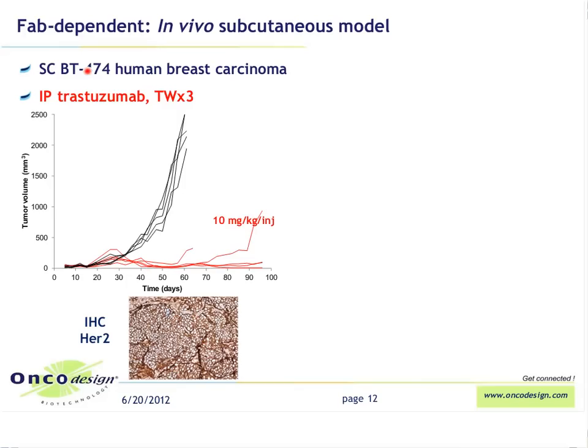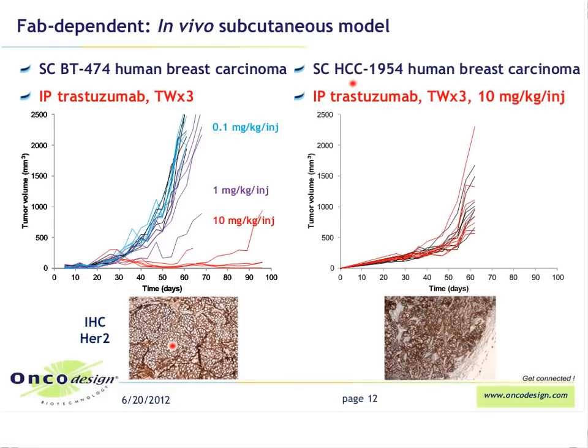In this BT474 model, we observed a very, very potent effect of trastuzumab given at 10 mg per kilogram, and we observed a decrease of activity, and the dose of 0.1 mg per kilogram is ineffective in BT474, which is a model that very, very highly expresses the HER2 target.